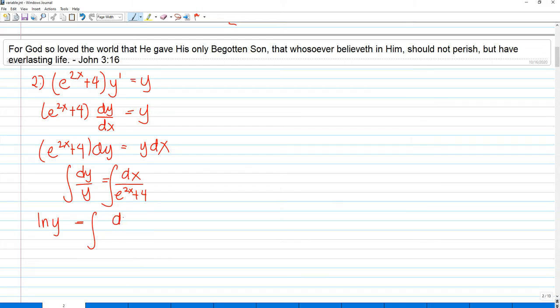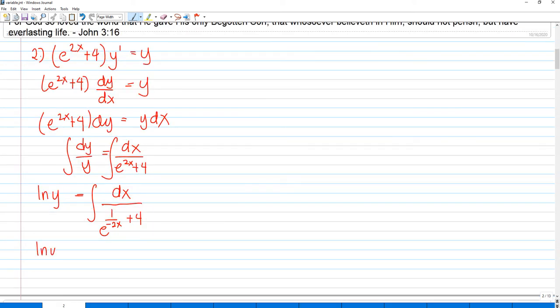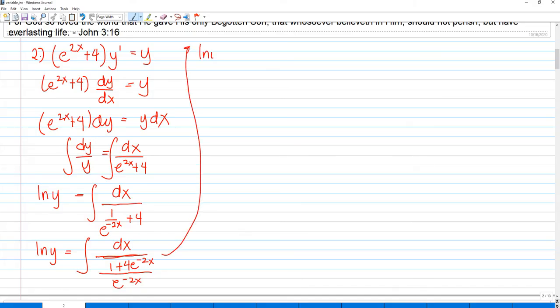So we can simply rewrite this, by laws of exponent, as equivalent to 1 over e raised to negative 2x plus 4. And we try to simplify that. So what will happen? We add it. So dx all over, we multiply this by this. This would become 1 plus the multiplication of this, 4e raised to negative 2x, all over the same denominator, e raised to negative 2x. And upon simplifying this, we know that this will become our numerator in the dx. So how did we do that?